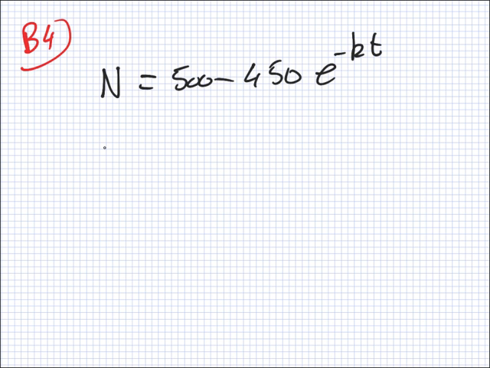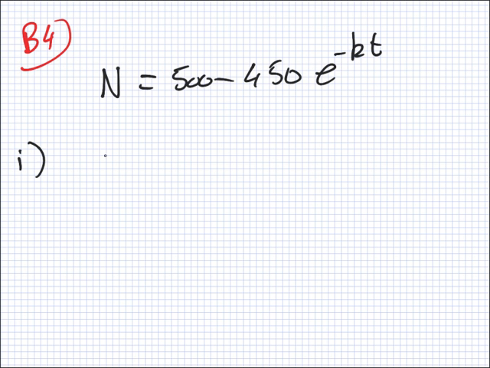Okay. B4. On a large estate, a survey is carried out on the population of birds. The number of birds after t years is given by the formula 500 minus 450 e to the minus kt, where k is a constant. Write down the number of birds at the start of the survey.